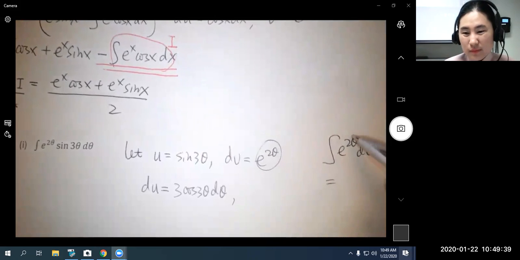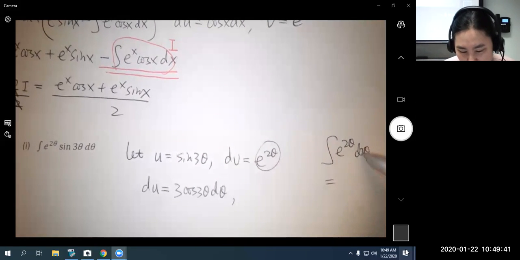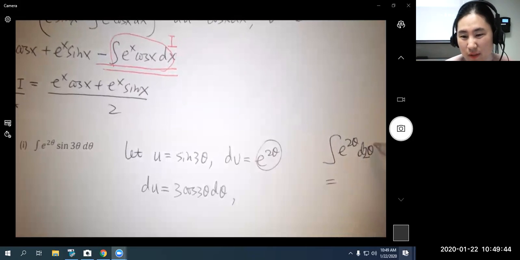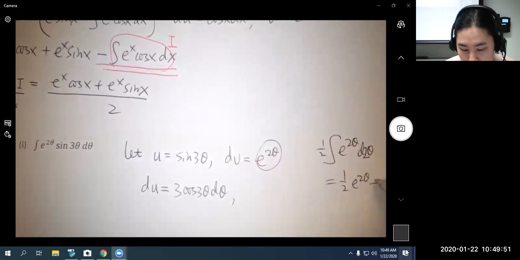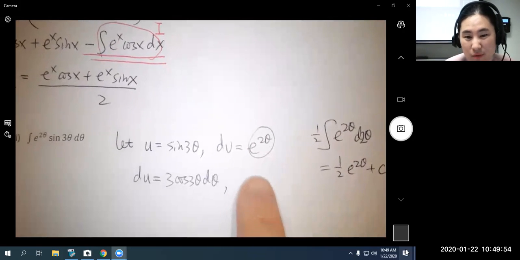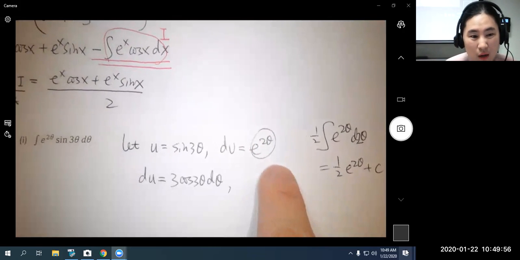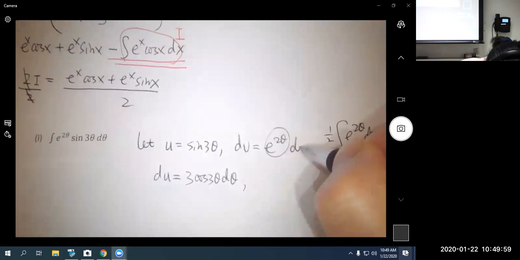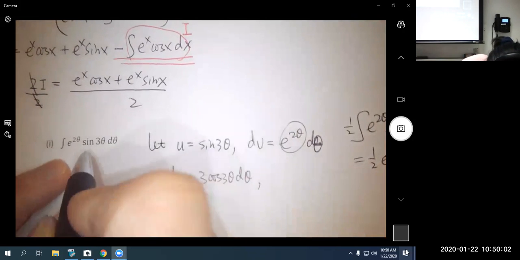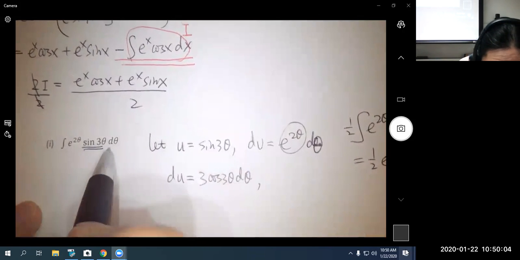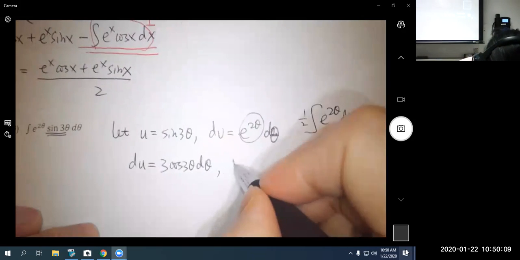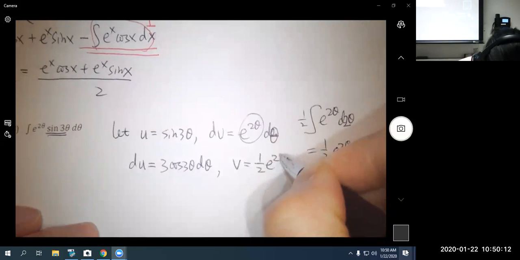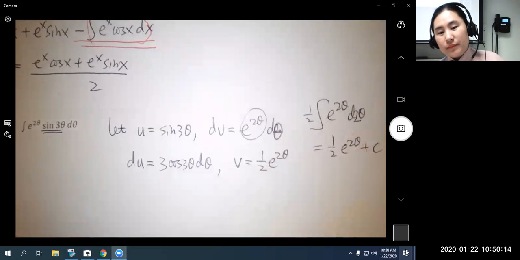Antiderivative. The antiderivative of e to the 2 theta is 1/2 e to the 2 theta, plus constant c. Oh, did I forget to do a d theta here? Okay, because if this is our u, all of the rest, the leftover, will be dv. So v will equal 1/2 e to the 2 theta.